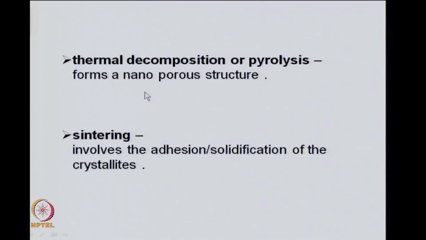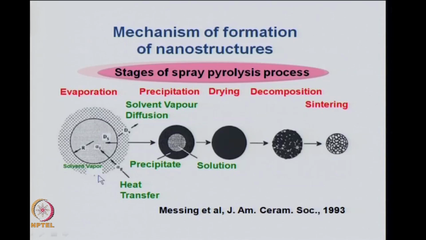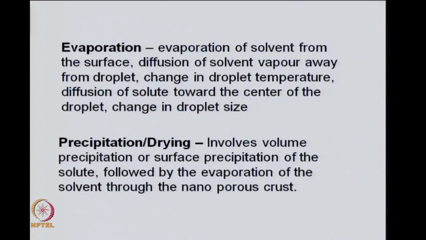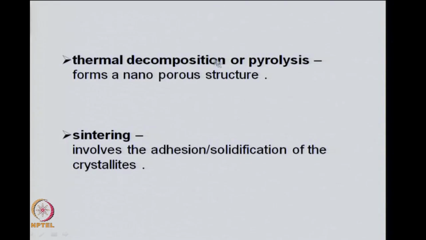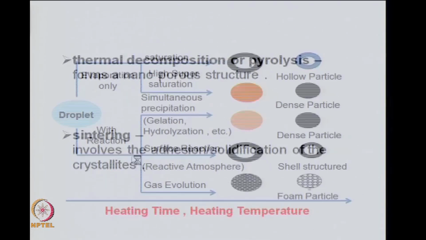or nanoparticle. So, again the thermal decomposition or pyrolysis leads to a nanoporous structure and sintering will cause adhesion of the particles and solidification of the crystallites. So, that is in this step that you have the sintering where the particles become combined and you get a solid particle, the density becomes very high. Okay. So, these are the two things, one is thermal decomposition or pyrolysis to form the nanoporous structure and then sintering, which involves the adhesion and solidification of the crystallites to form the dense particle.